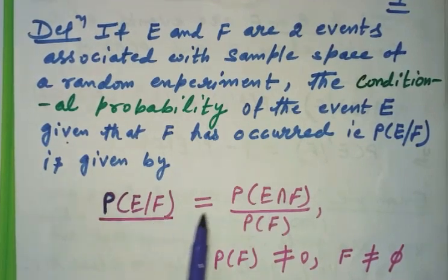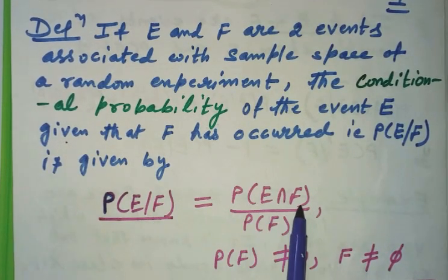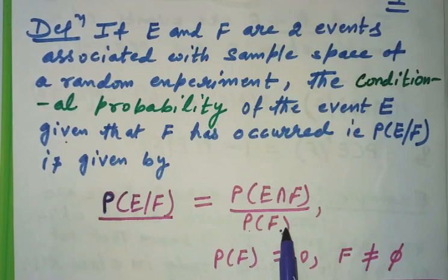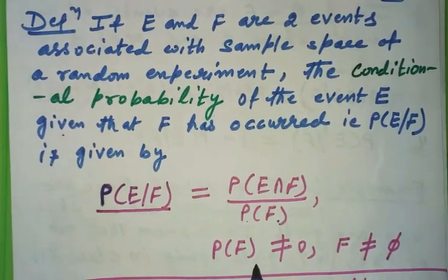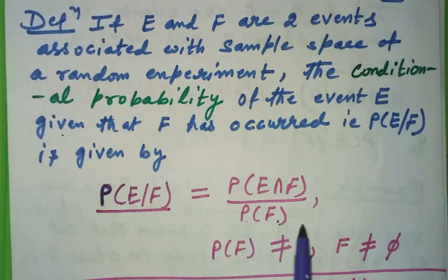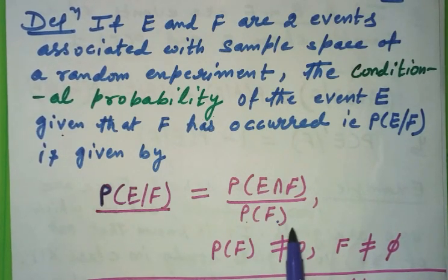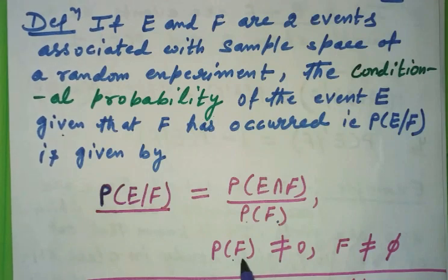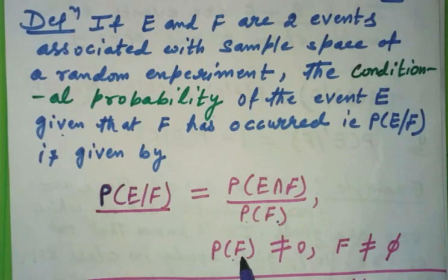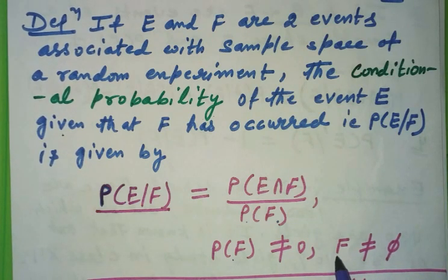So P(E/F) is equal to probability of E intersection F divided by probability of F, and the condition is the probability of F should not be 0, because if the denominator is 0 then the fraction or the rational number is not defined. So probability of F should not be 0. F is an event and it is a set, a subset of the sample space. Probability of any set will be non-zero if that set is non-empty. So we get F should not be the empty set phi.